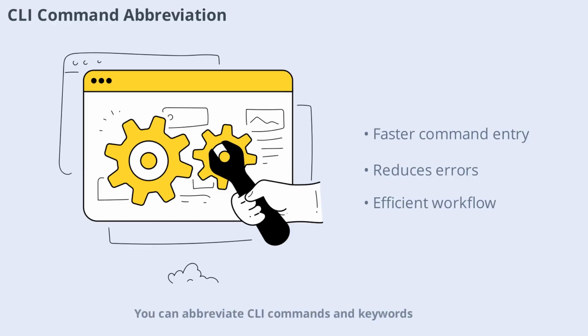You can abbreviate CLI commands and keywords by entering enough characters to make them unambiguous. This feature speeds up command entry and reduces typing errors, especially for frequently used commands.